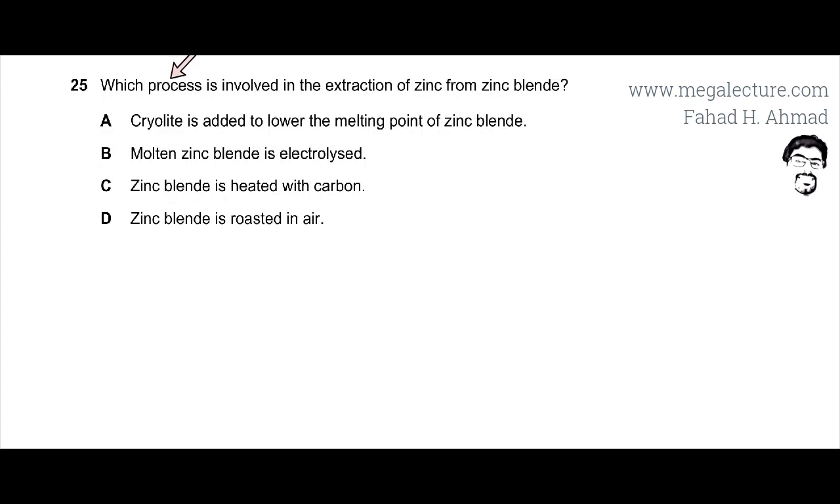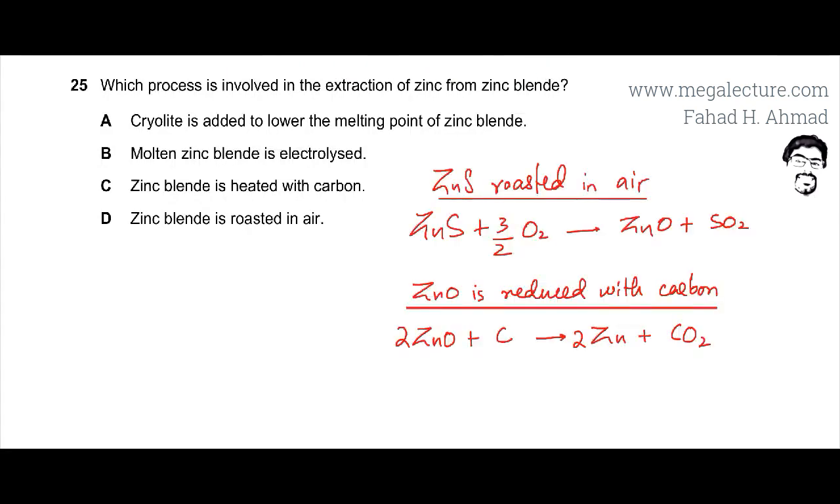The following question reads: which process is involved in the extraction of zinc from zinc blende? So we need to just quickly go over how the extraction of zinc is carried out. There are two steps in the process. The first step is ZnS is roasted in air, or burnt in air. So it reacts with oxygen and ends up producing zinc oxide and sulfur dioxide. In the next step, ZnO, which is produced in the previous step, is then reduced with carbon. Carbon being more reactive is going to take away the oxygen from zinc, and zinc metal would be produced and carbon dioxide would be produced. So these are the two steps of the extraction of zinc.